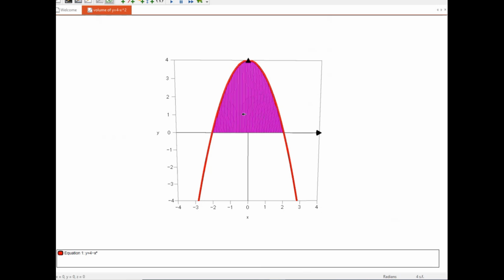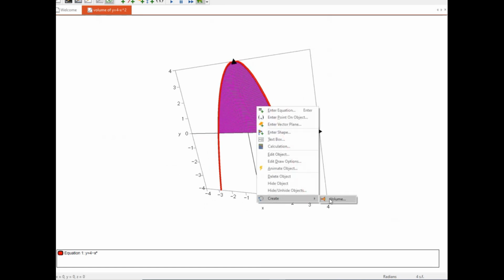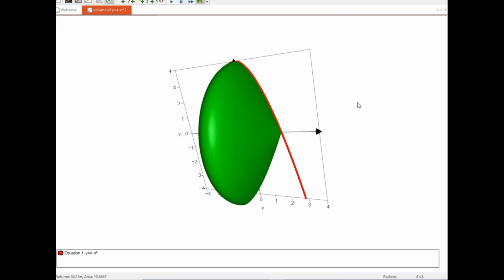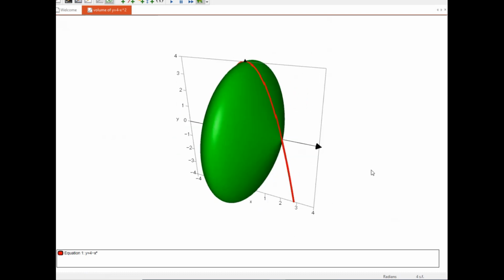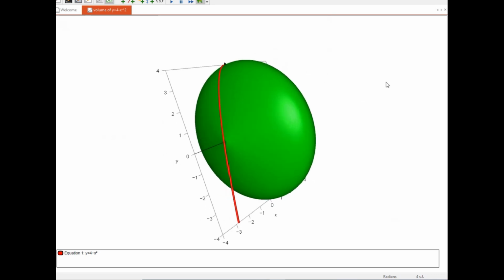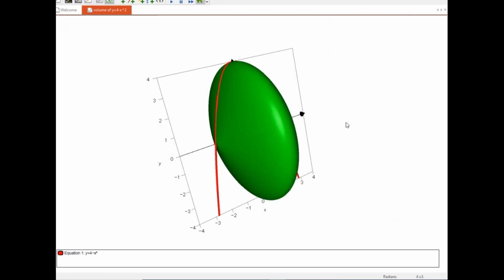So we're going to take this purpley pinky area and rotate it around the x-axis. Okay, so I'm taking that area and rotating it around the x-axis, rotating all the way around there. Okay. This is the volume that we're going to be working out.